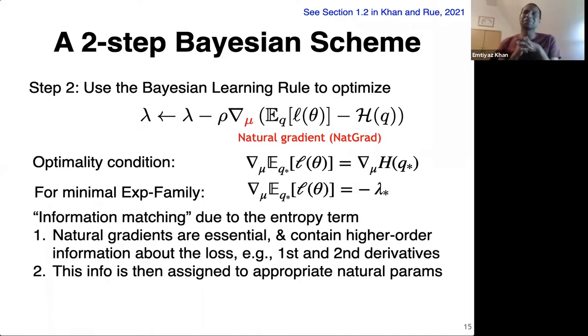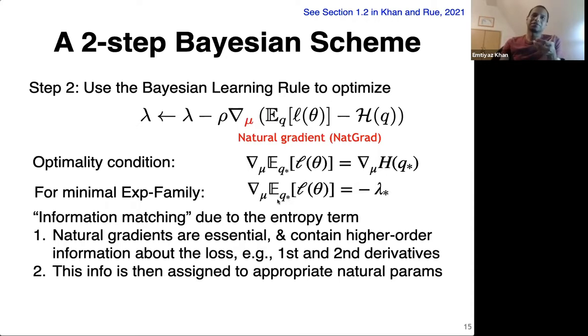Okay, so the part that actually becomes quite interesting is this thing about information matching. If you look at this equation, here you see that natural parameters are assigned some natural gradients, right? Now, what happens actually, what we'll see, but I don't know if I'll have time to talk in detail, but essentially if you read the paper, what you will see is that natural gradients, depending on what approximation you use, they start to kind of ask important information about the loss.